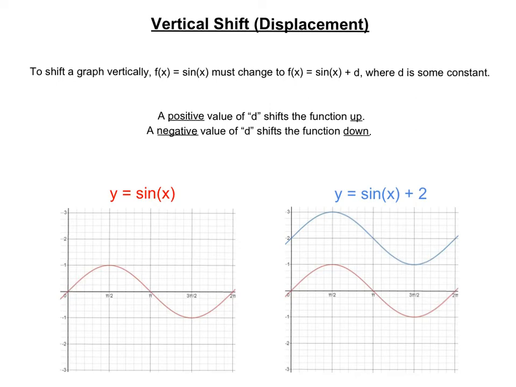So if you want to read through this, this pretty much is what it says at the top. If you're given sine of x and you're going to shift something vertically, you would add a constant number to the end. If that constant number at the end is positive, like we had here, it would shift it up. If this was a negative value, so if we had sine of x minus 1, it would shift it down that many units.